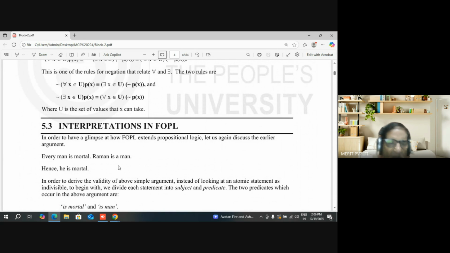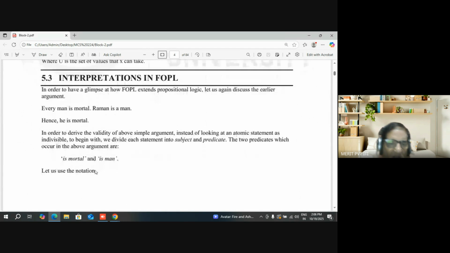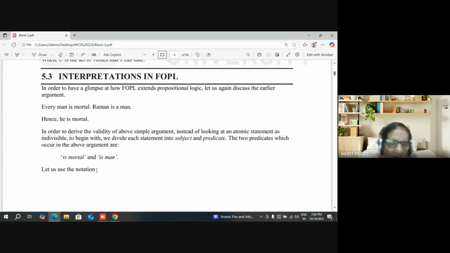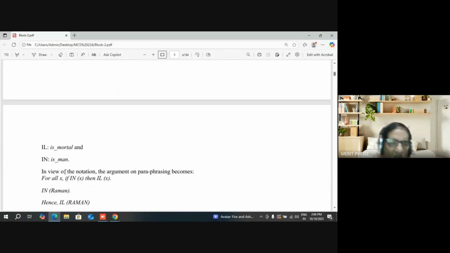Interpretation: every man is mortal, Raman is a man, hence he is mortal. Let's use the notation: L is mortal and N is man. In view of the notation, the argument becomes: for all x, if N(x) then L(x); N(Raman), hence L(Raman).